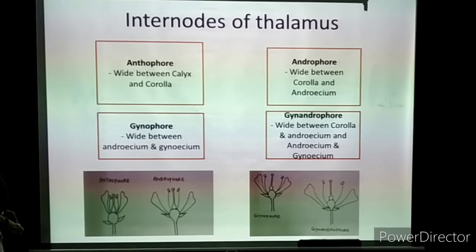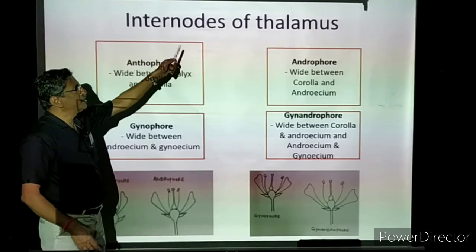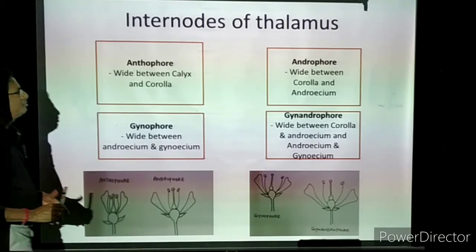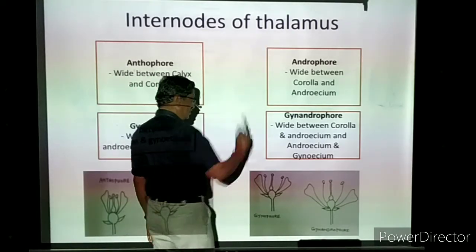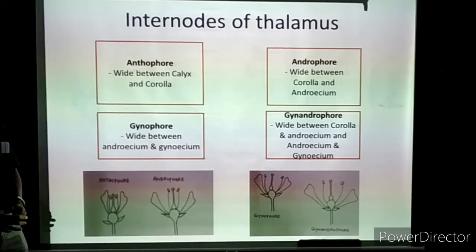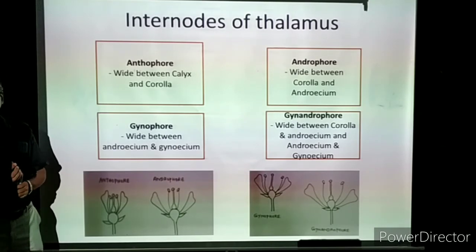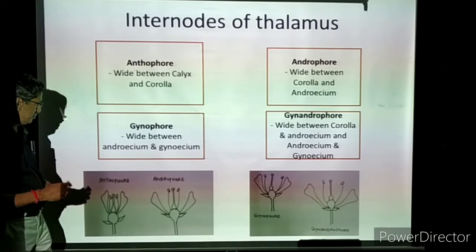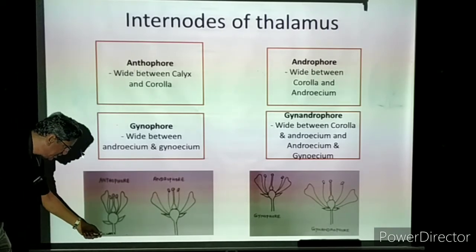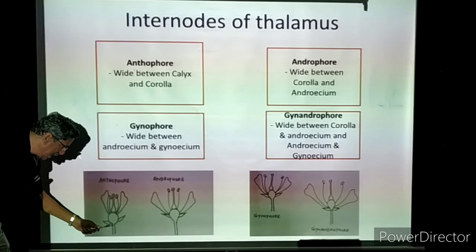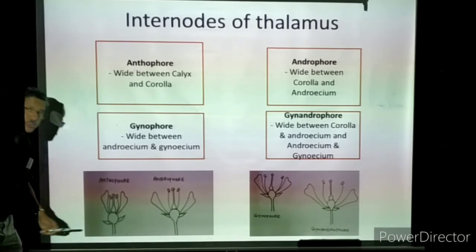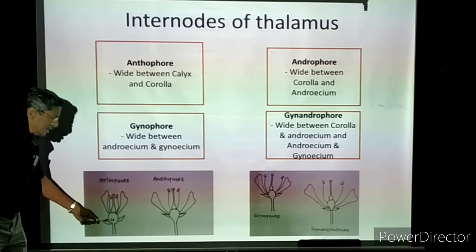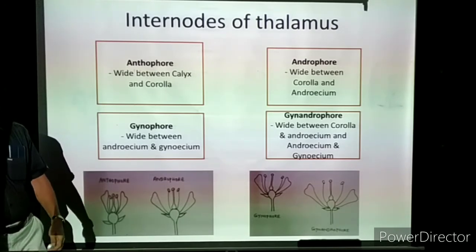Next. Okay, now we are coming to internodes of thalamus. Already we have studied what is thalamus. Thalamus means the stalk of the flower, which is called a pedicel. At the tip of the pedicel, there is a bulging portion. In my diagram, this is the stalk, called a pedicel. At the tip of the pedicel, there is a bulging portion. It may be spherical or slightly oval, whatever it is. That bulging portion is called a thalamus. It is also called a torus.